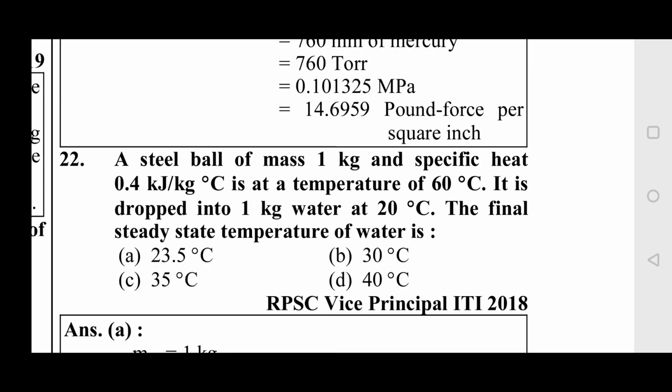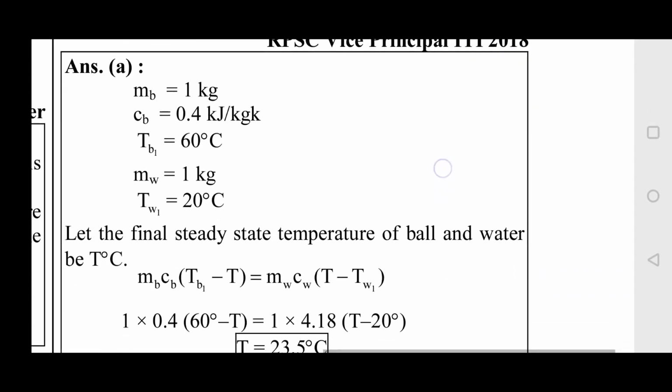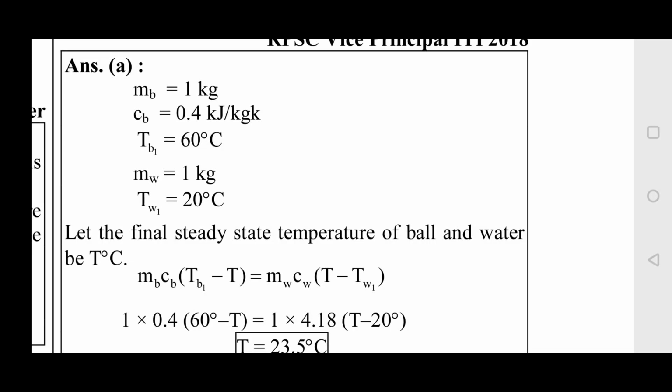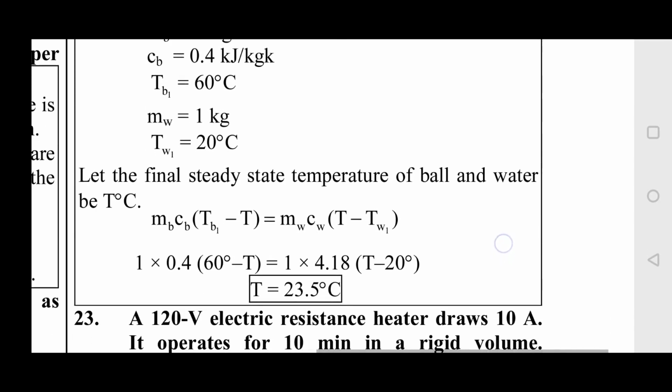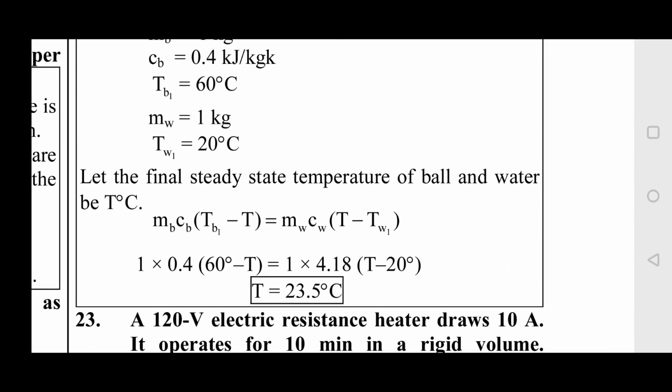How much heat will the water absorb, meaning how much will the temperature of the water increase? Let's find this one. We know the formula: m Cp, meaning mass of the ball, specific heat of the ball, and temperature of the ball minus the final temperature, equal to the mass of the water, specific heat of the water, and final temperature minus the initial temperature of 20. Let's solve this one. We can find the final temperature of the water and how much heat is absorbed by the water.